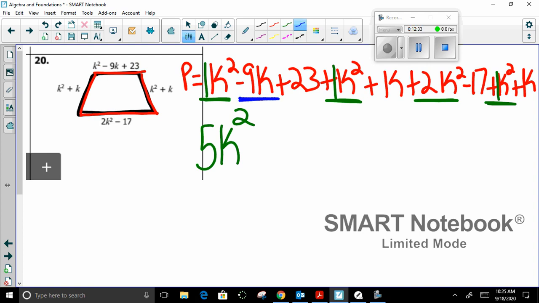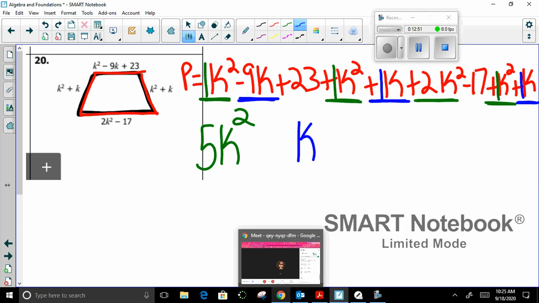Next, I have a k. That's a negative 9k. Where else do I have a k? It looks to me like I have one right here. The coefficient in front of that one is 1. Then I have one over here. The coefficient in front of that one is 1. So put your k down, do what the numbers ahead of them say.